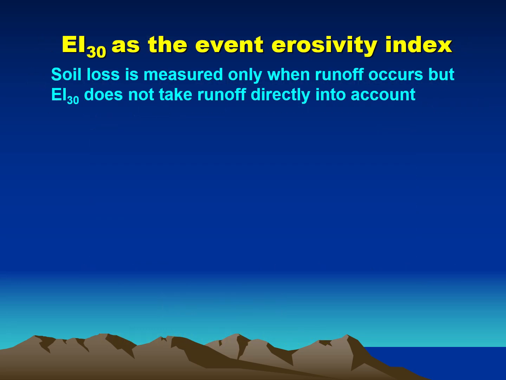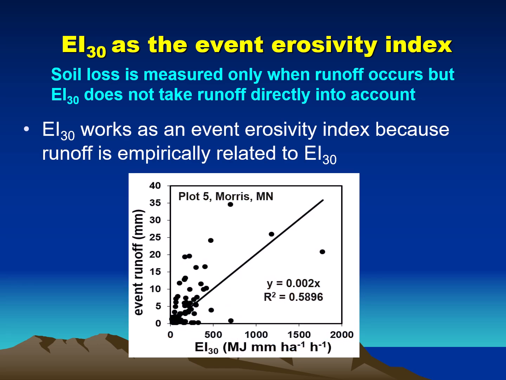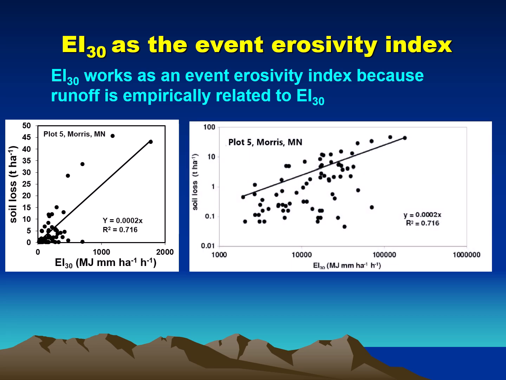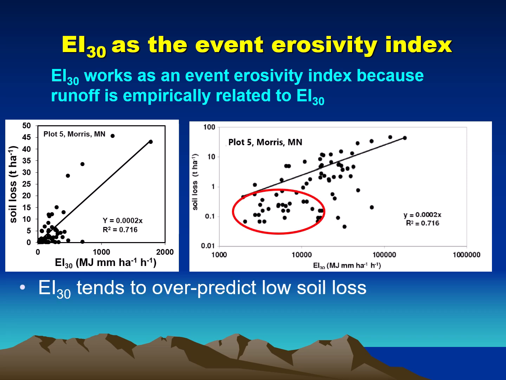Soil loss is only measured when runoff occurs, but the USLE does not take this into account. However, the USLE works because runoff is empirically related to EI30. This is a graph of event soil loss against EI30 on a plot at Morris, Minnesota. As you can see, it's somewhat different to what Wischmeier and Smith observed. And if we look at that in terms of logarithmic scales, you can see that EI30 tends to overpredict low soil loss and underpredict high soil loss.